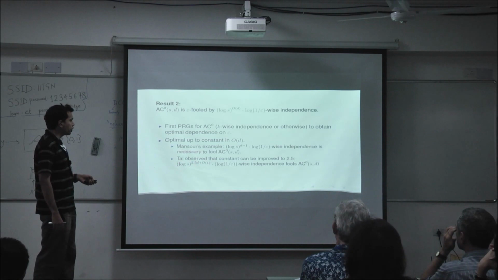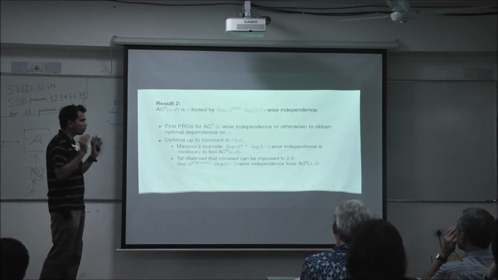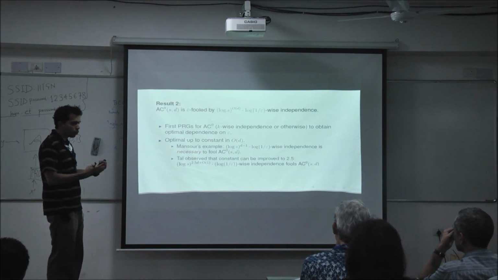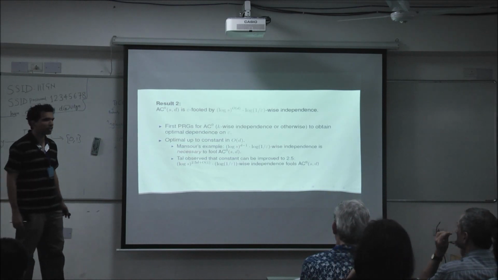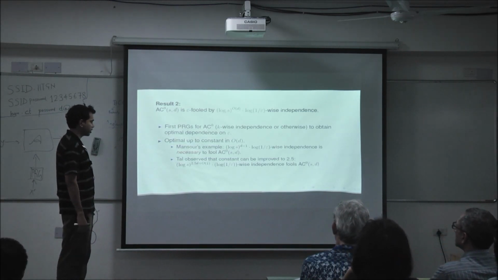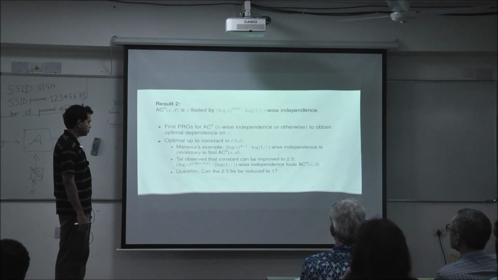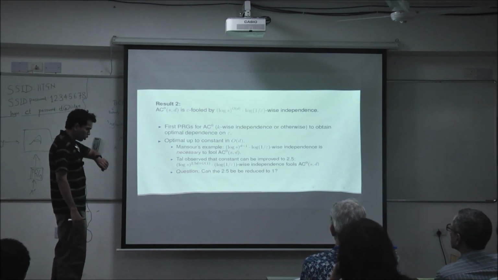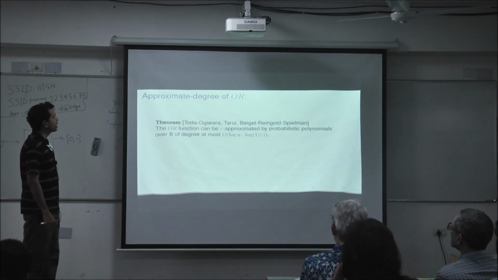And we know we can improve it to 2.5, but improving the 2.5 down to 1 seems to require new stuff. Improvements in polynomial approximations, etc., and we haven't been able to do it. So that's a great open question. Okay, good. So that's all I wanted to say about PRG.